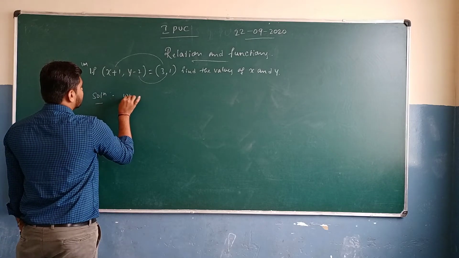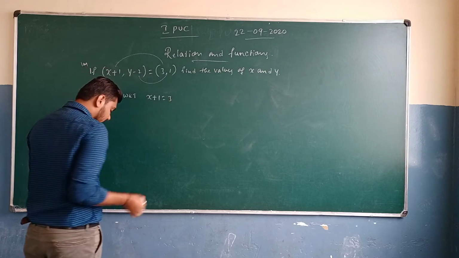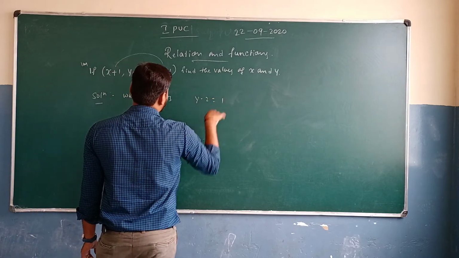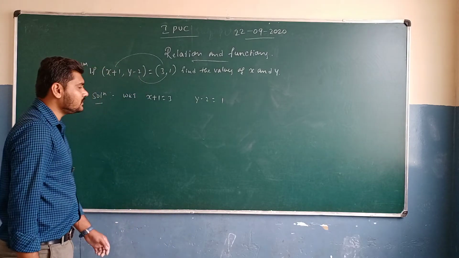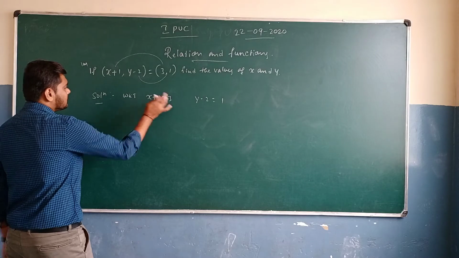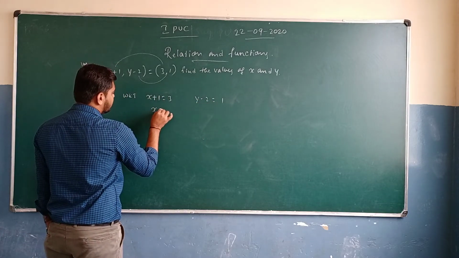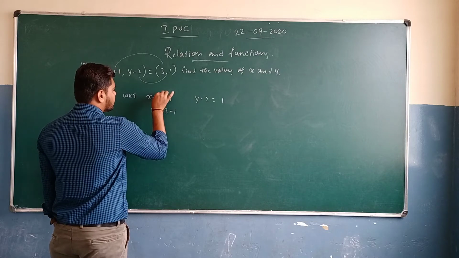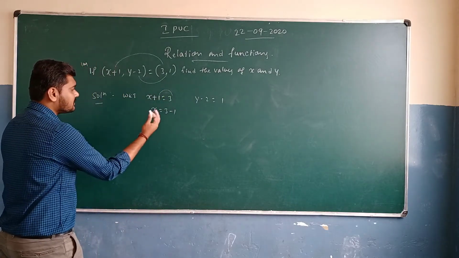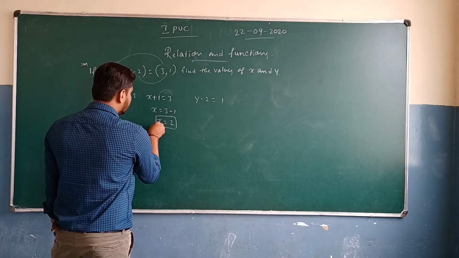So we know that x plus 1 is equal to 3, and y minus 2 is equal to 1, by using the concept of equality of an ordered pair. So here x is equal to 3 minus 1, because we are shifting the 1 to the RHS, so plus 1 shifts as minus 1. So x is equal to 2.